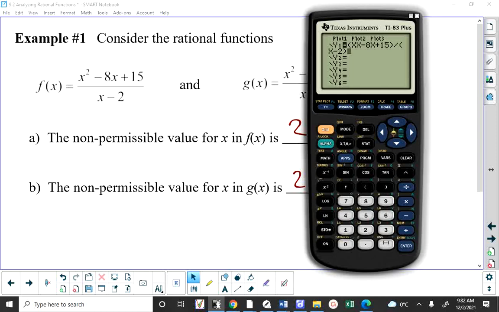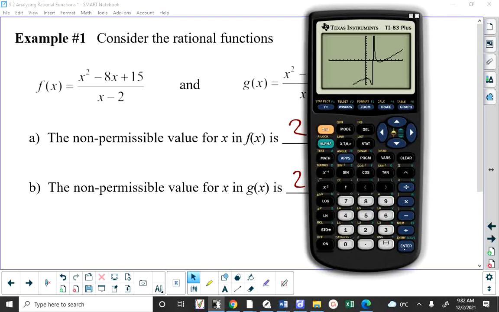And I don't think we want to graph them both on the same grid. Let's just graph them one at a time, please. I better go zoom standard. And we don't want to get lost in the really wavy, curvy, bizarre nature of this graph. What we want to focus on is the asymptote.